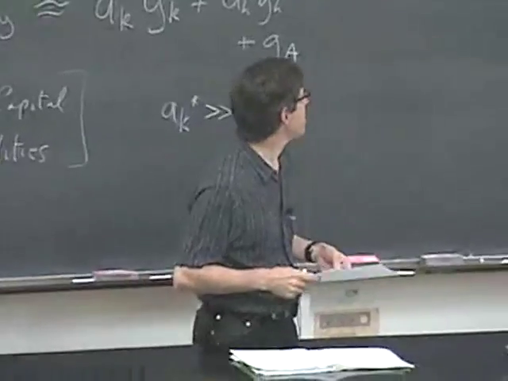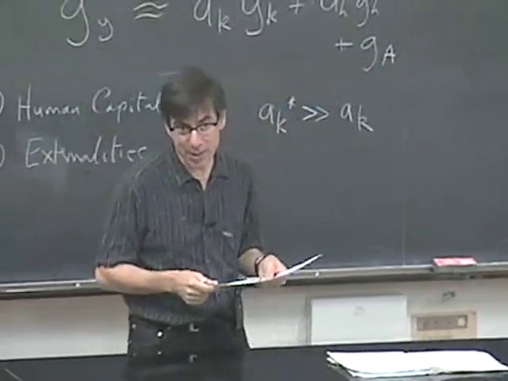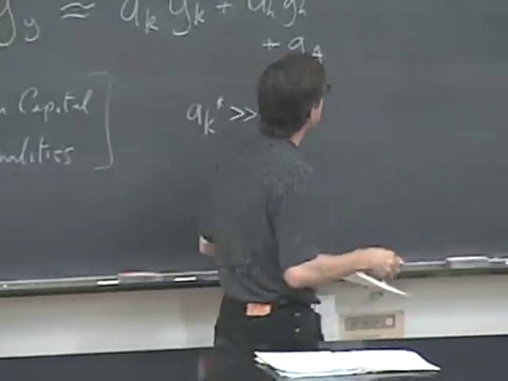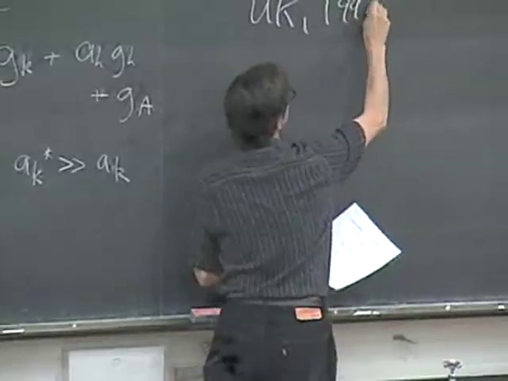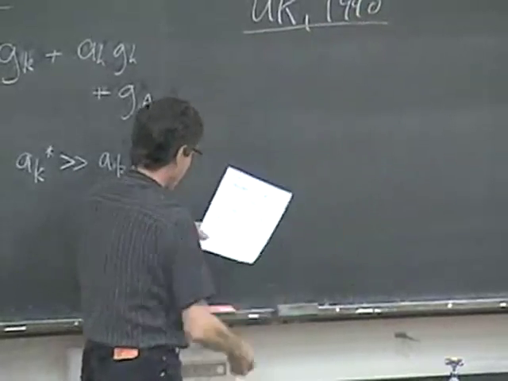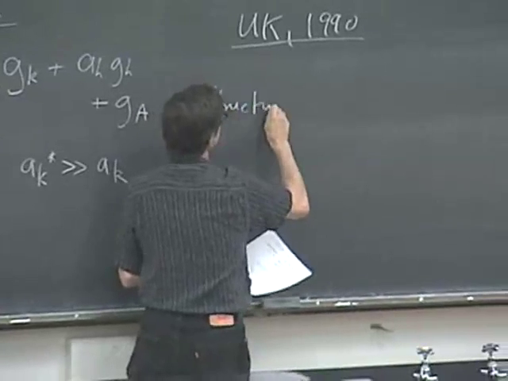Well, the first thing is, if you consider what the nature of the capital stock is in modern economies. And so we have some measures here for the UK in 1990. And what are the components of the capital stock? So first of all, there's structures.